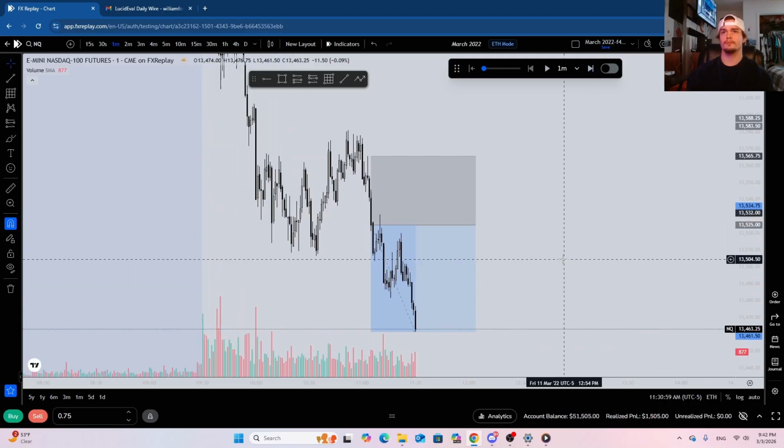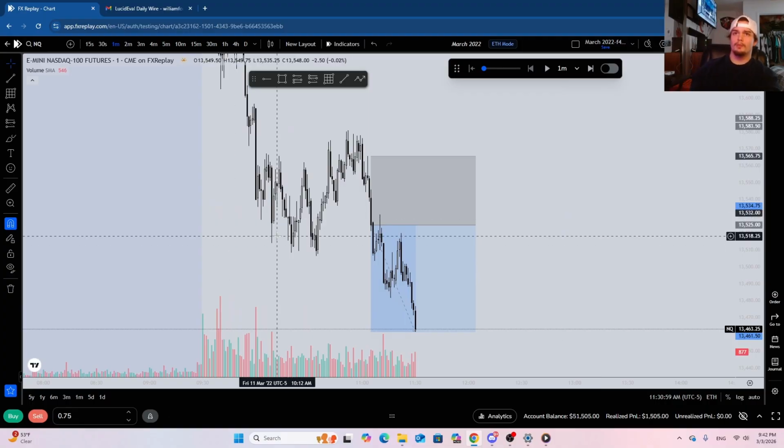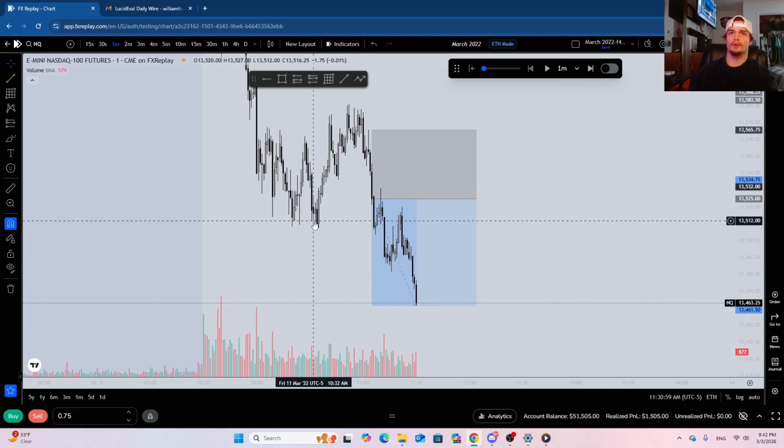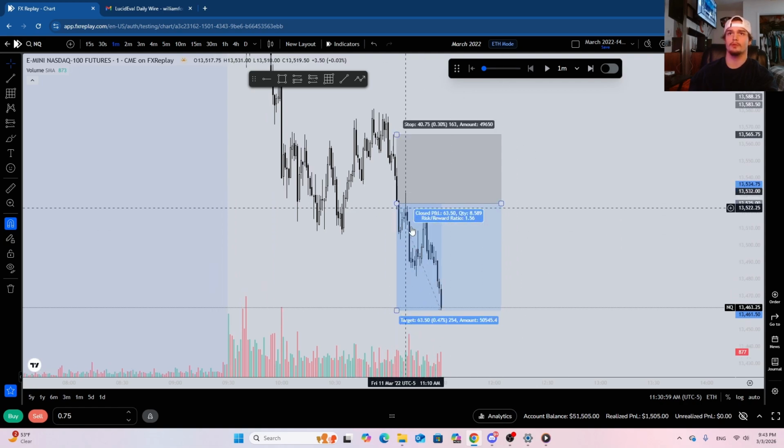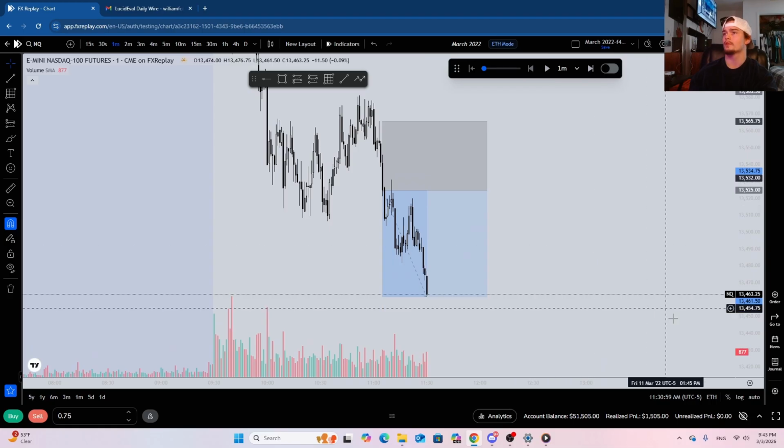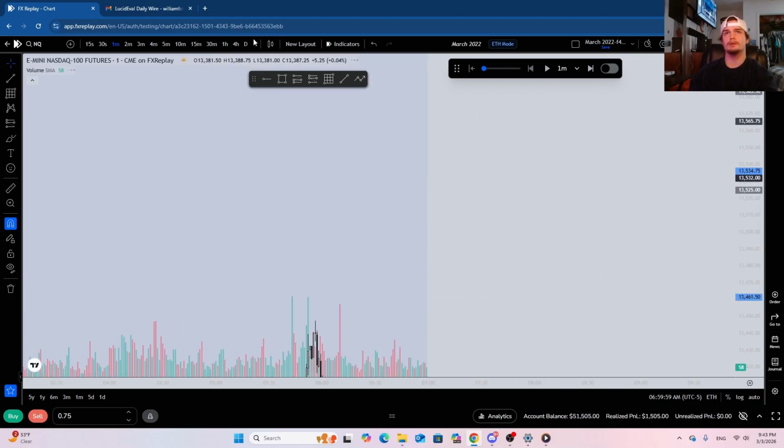And TP hit. That's a pretty valid entry, I would say. The reason I didn't go break even at this internal low is because we did form a nice breakaway gap here. I'd want to wait for price to retrace into that, followed by displacement. Then that's why I went break even.